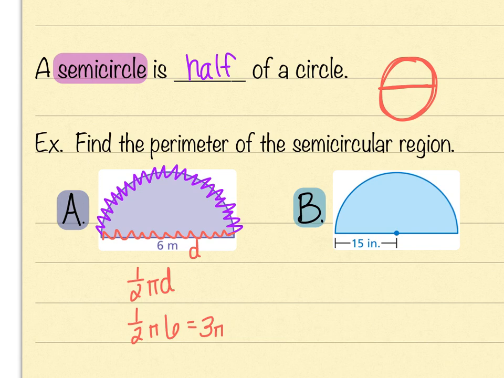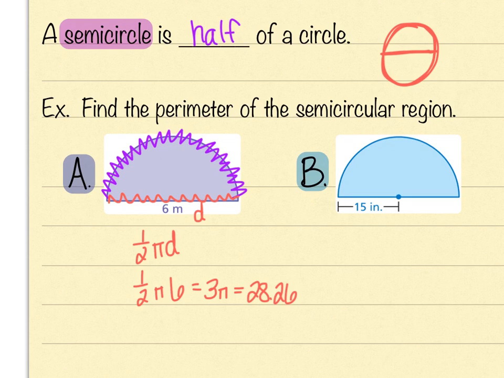And 3 times pi is going to give us 28.26. Now, that's the distance of the purple distance I've got there. So I'm going to highlight this in purple because that's the purple distance I've got. I still need to add on this red right here because I haven't done that yet.